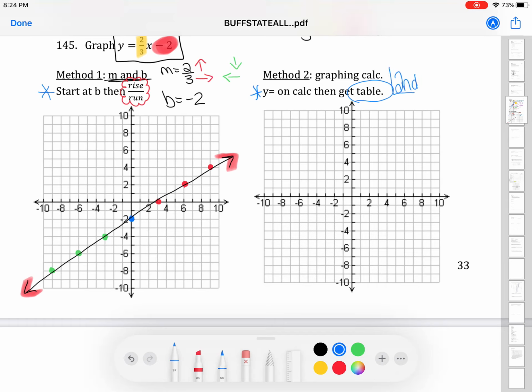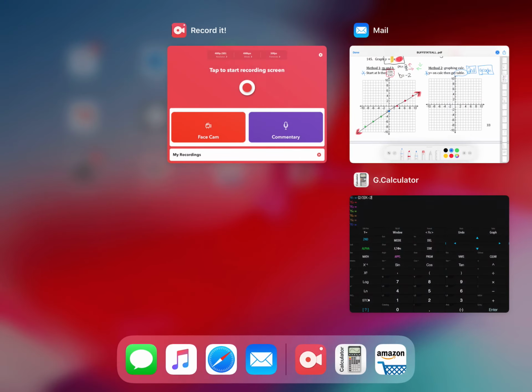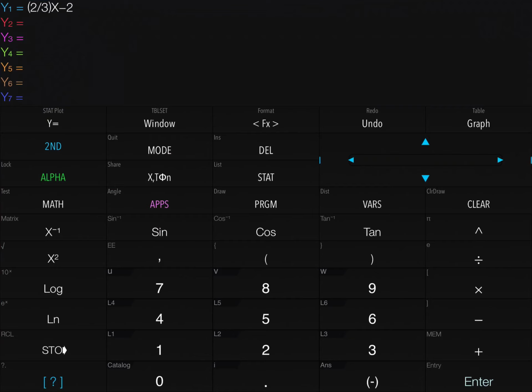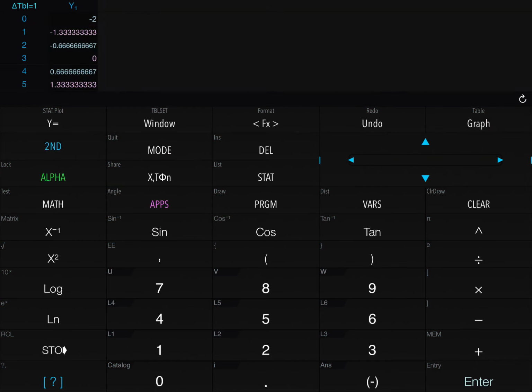To get to this table, you're going to hit the button that's called second on the top left, and then you're going to hit that graph button again on the top right. So I'll go back to my calculator. I still typed into my y equals. I'm going to hit second, which is right here, and then I'm going to hit graph again to pull up my table. So second graph, and you will see a table.